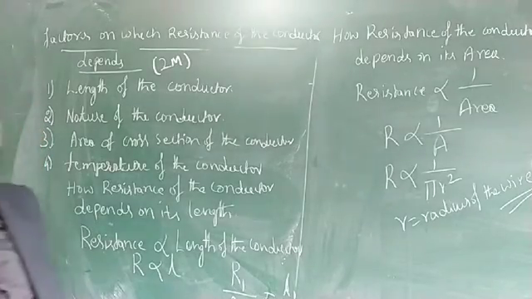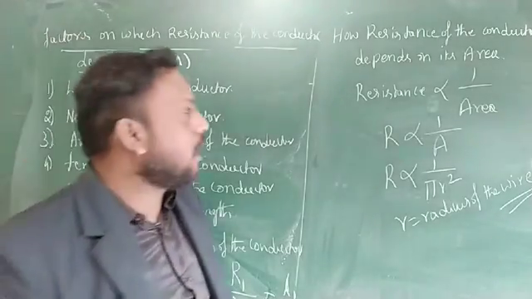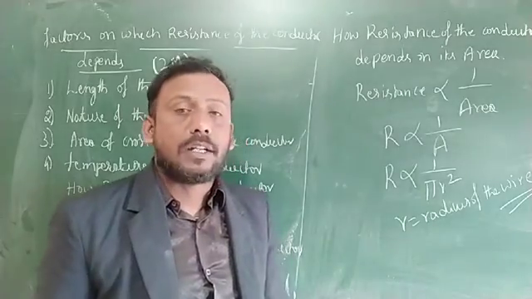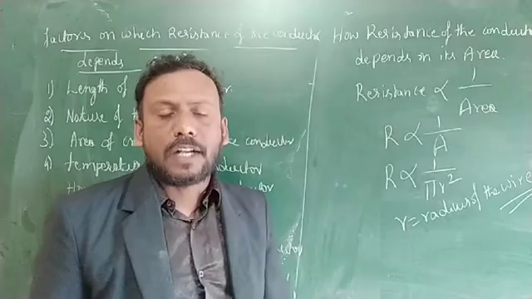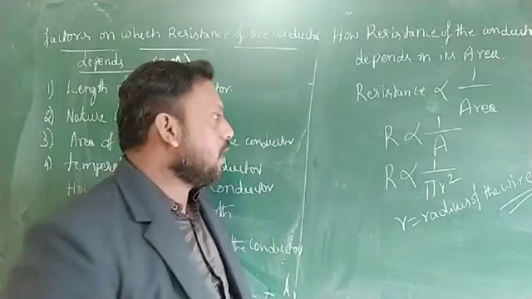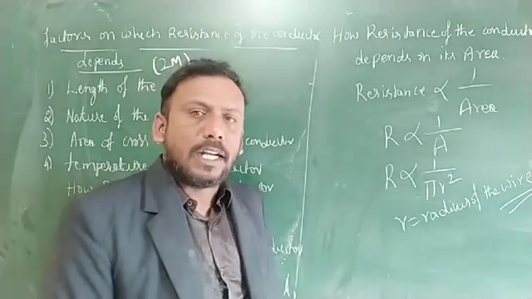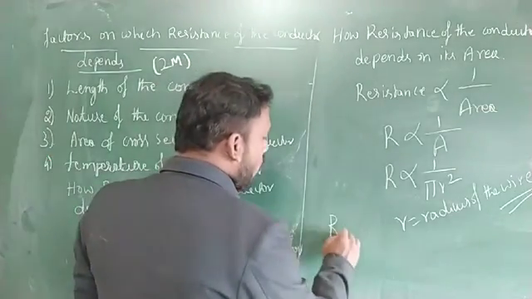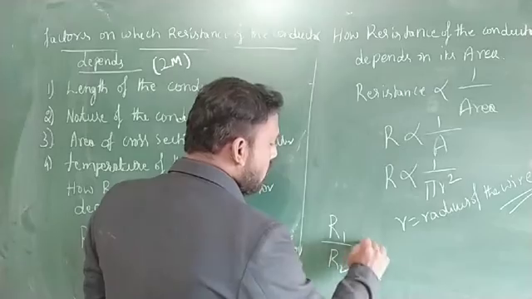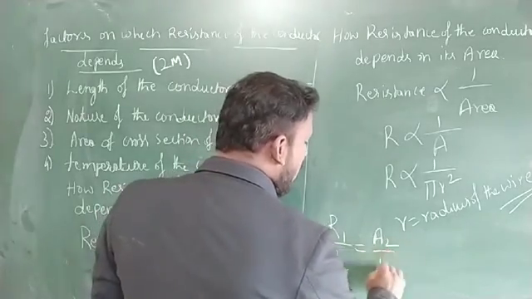If they ask, R1 is the resistance of conductor A and R2 is the resistance of conductor B, and A1 is the area of conductor A and A2 is the area of conductor B, what are the ratios? Therefore, R1 divided by R2 is equal to A2 divided by A1.